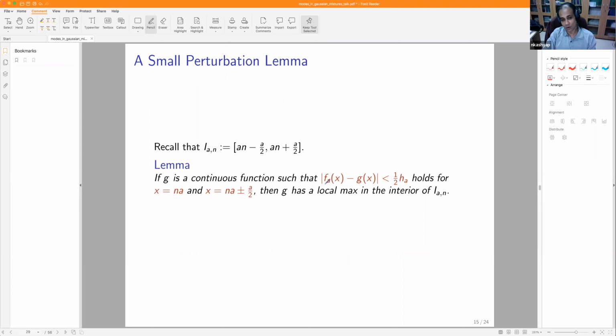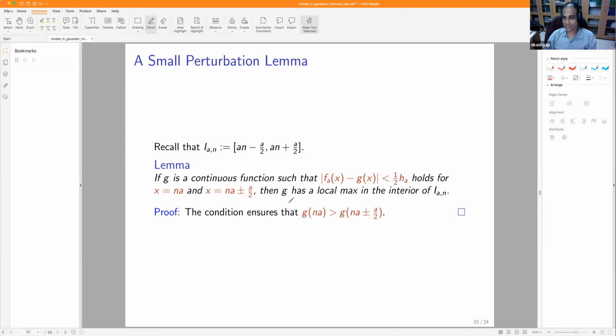So over any interval where the difference between the values of the function fa and the perturbation g is small, in the sense that the perturbation is strictly less than half of the original height of the function fa, we already know that fa has a maximum in the interior of this interval. It has a maximum at a over 2. Then automatically g will also have a local maximum in the same interior. It may not be exactly at a over 2, it may get shifted somewhere, but it will also be there. It will also be a local maximum there.